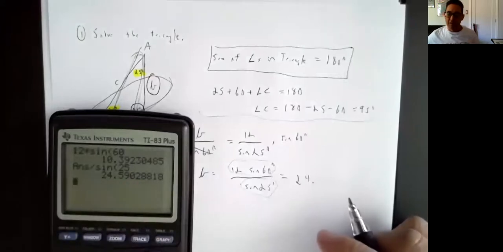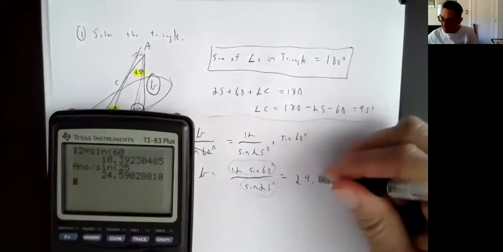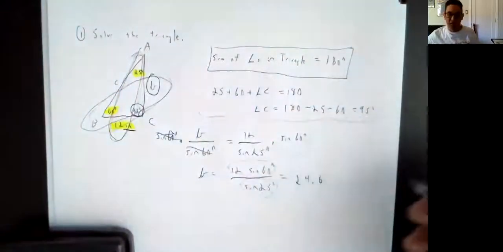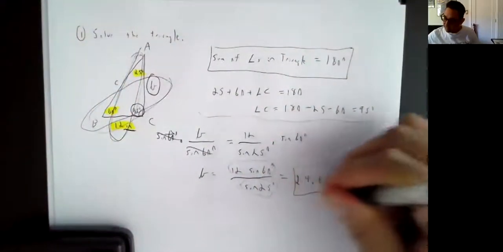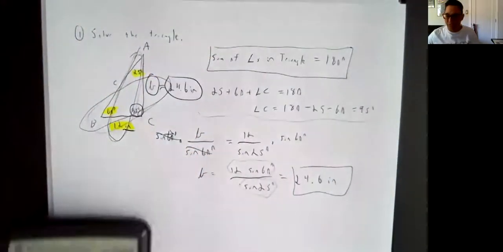24.59. The decimals go on forever. I only need you to round your answers to the first decimal point. And since it's 5.9, I'm just going to round it to 0.6. And that's a side, and the units are inches. So B equals 24.6 inches. There's my answer for side B.